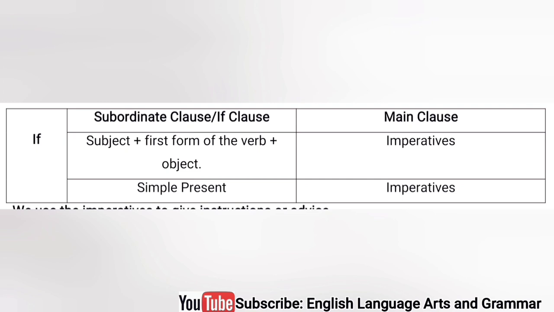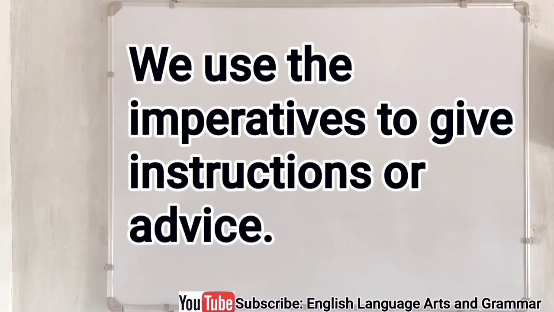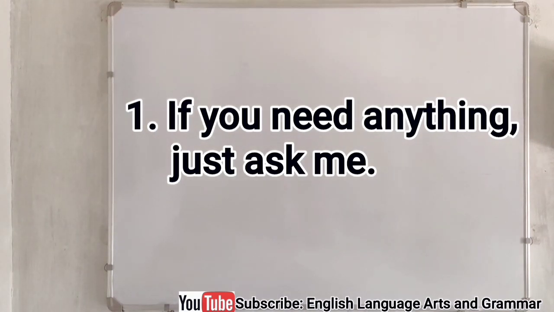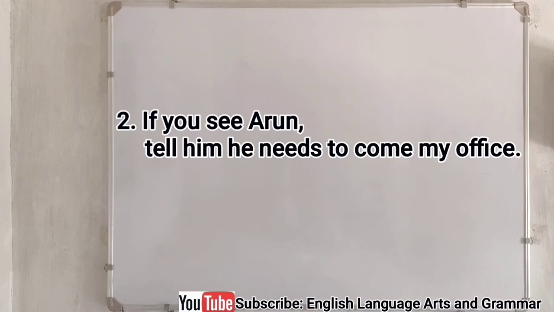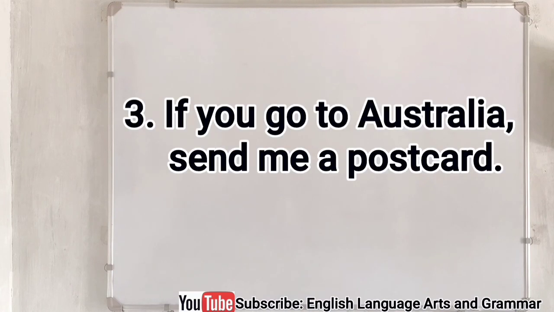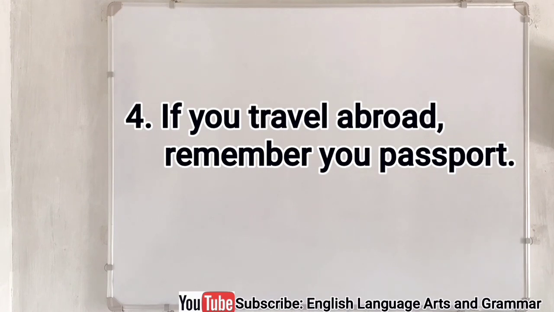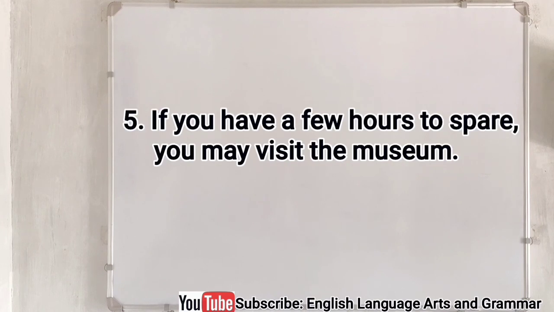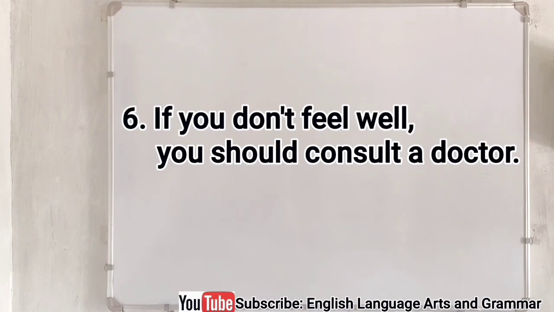Let us learn some examples by using the formula simple present plus some imperatives. We use the imperatives to give instructions or advice. Example 1. If you need anything, just ask me. Example 2. If you see Arun, tell him he needs to come to my office. Example 3. If you go to Australia, send me a postcard. Example 4. If you travel abroad, remember your passport. Example 5. If you have a few hours to spare, you may visit the museum. Example 6. If you don't feel well, you should consult a doctor.